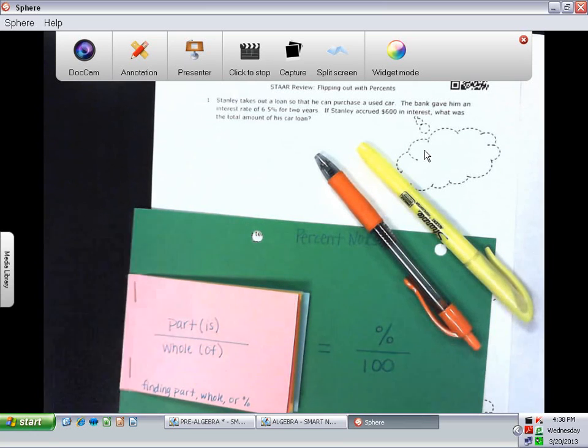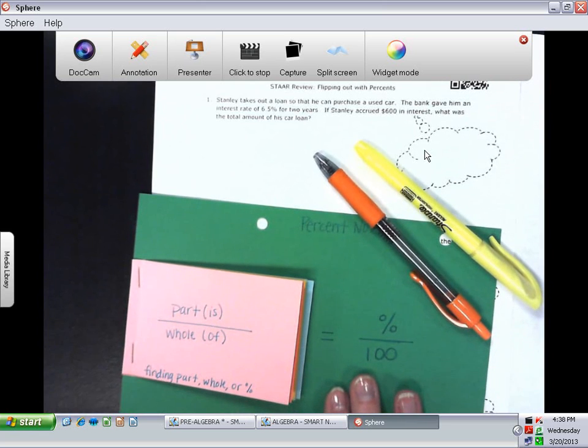Okay guys, today we're going to start reviewing for STAAR. You are going to need your Flipping Out with Percent STAAR review worksheet. If you still have your percent foldable, that would be a great thing to get out as well. And a pen or pencil and a highlighter if you have that available.